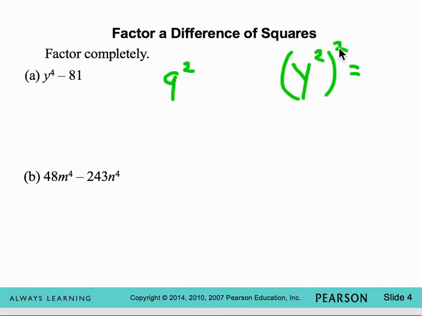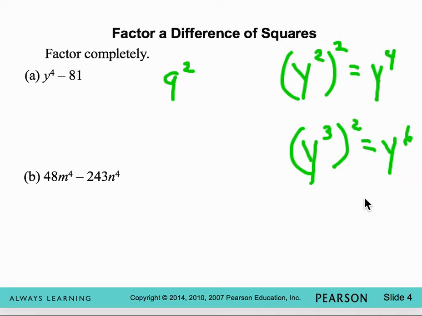Remember our exponent rules? Right? So it turns out any even exponent is a square. Because look at this. What if I had y cubed squared? That's y to the 6th. Right? Y to the 8th is the same thing as y to the 4th squared, and on and on and on. So an even exponent means it's something squared.